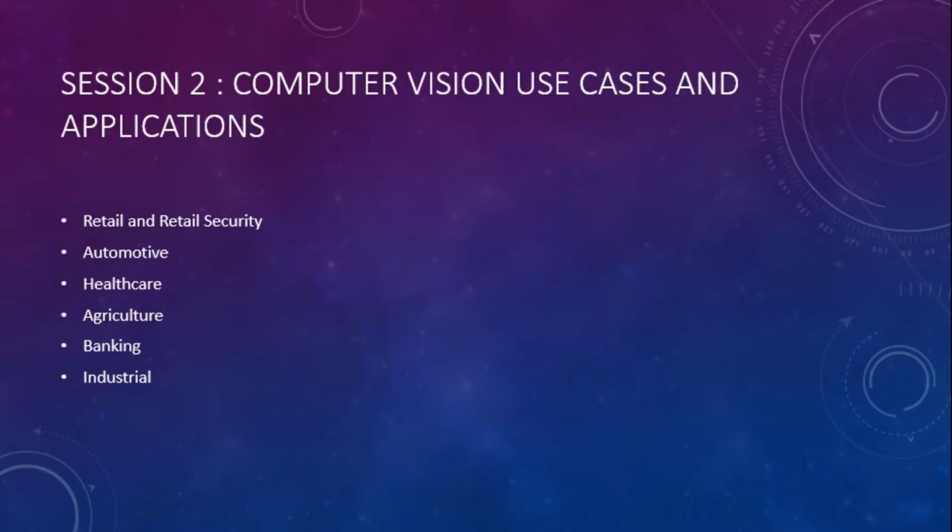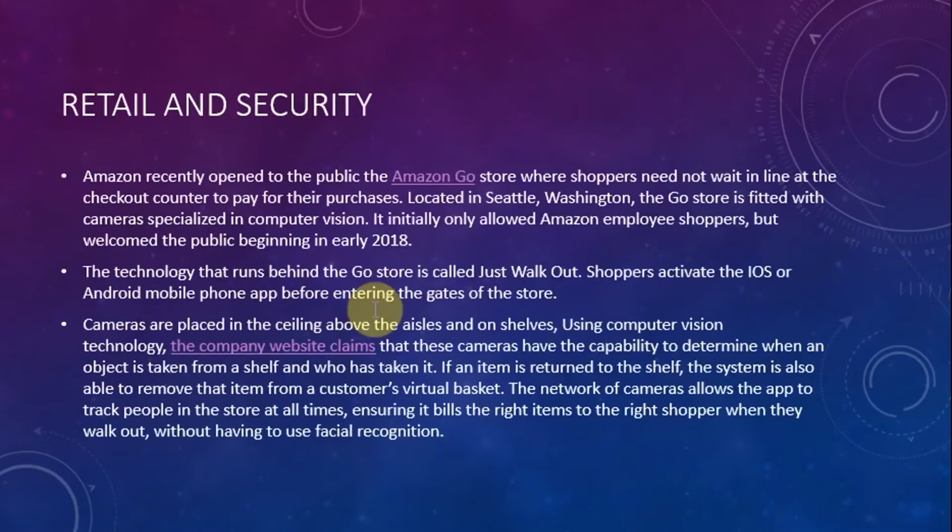It's just a piece of text here that I wrote that we're going to look at. So in the retail and industry sector, Amazon has recently opened to the public the Amazon Go store, where shoppers need not wait in line at the checkout counter to pay for their purchases. Located in Seattle, Washington, the Go store is fitted with cameras specialized in computer vision. It initially only allowed Amazon employee shoppers, but welcomed the public beginning in early 2018.